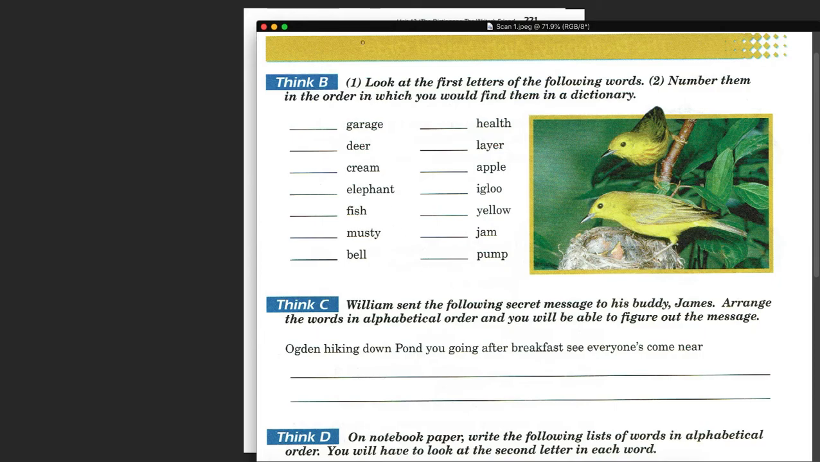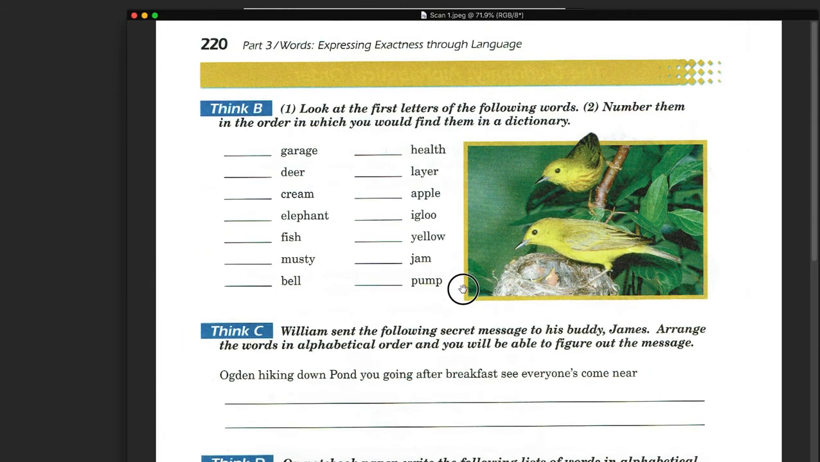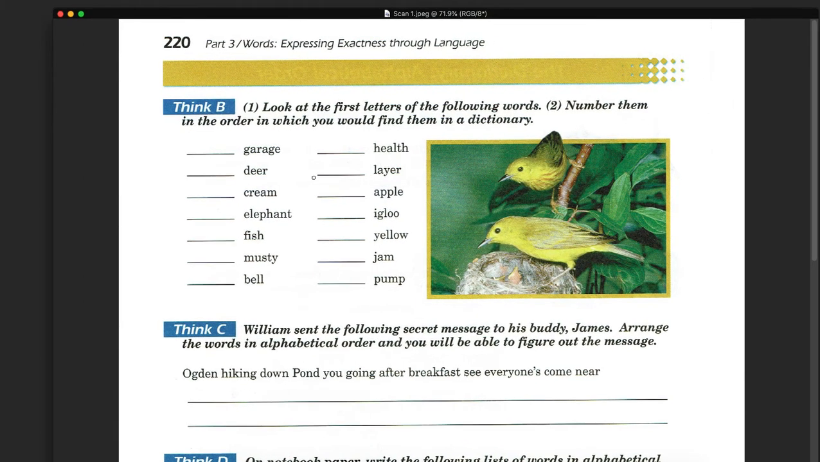Here we go. All right, so think B. It's asking us, look at the first letter of the following words, and number them in the order in which you would find them in the dictionary. So you would look at the first letter of each word and write the number that shows what order it would go in the dictionary. So you can say the ABCs to yourself. So A, any words that start with A? Yep, apple. So that would be number one. B, let's see, any B words? Yep, bell. So that's two. All right, so keep going until you number all the words here.